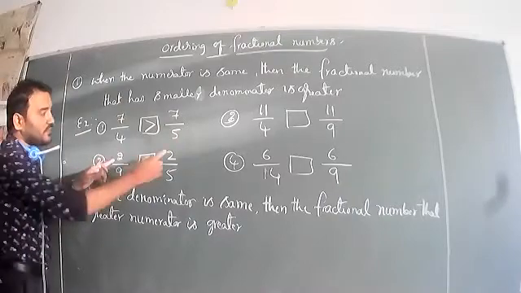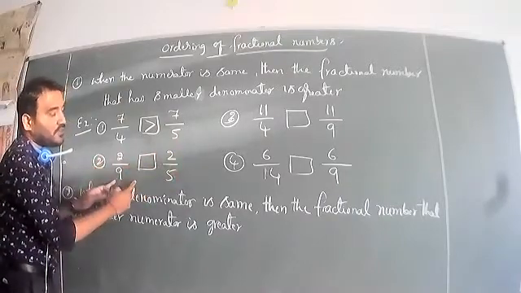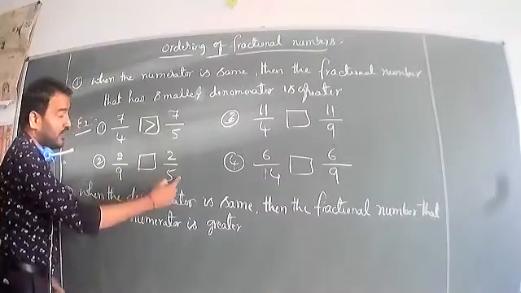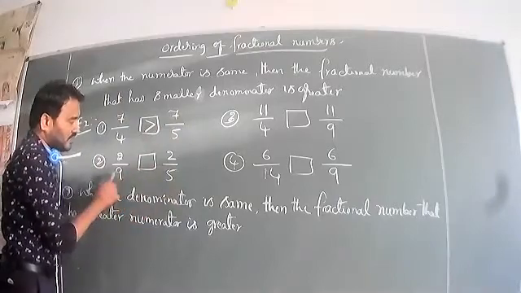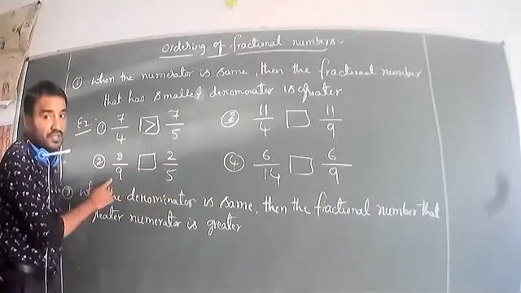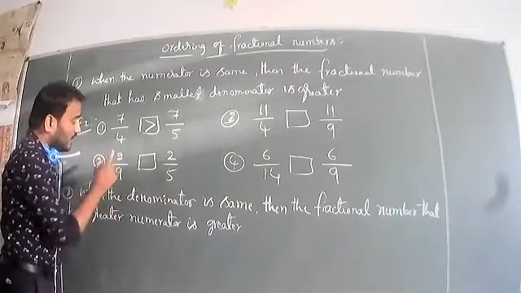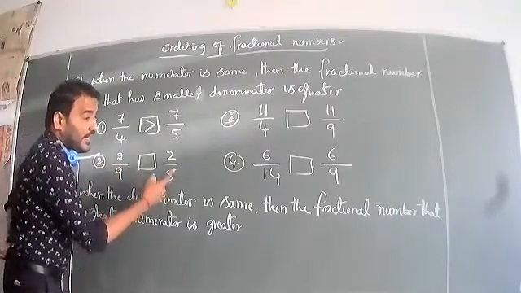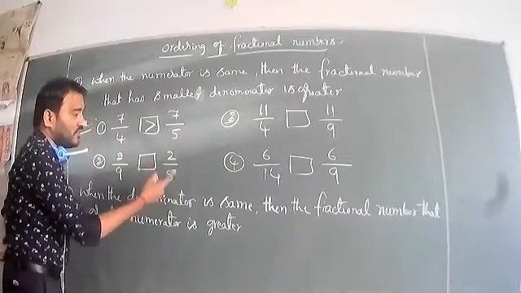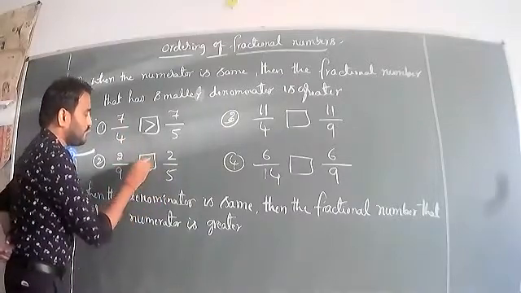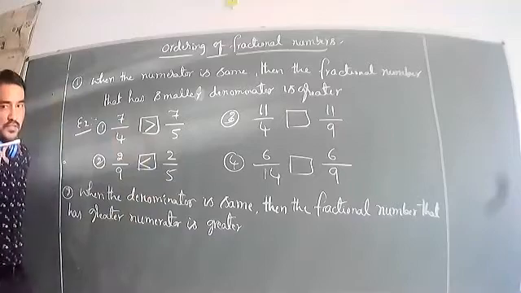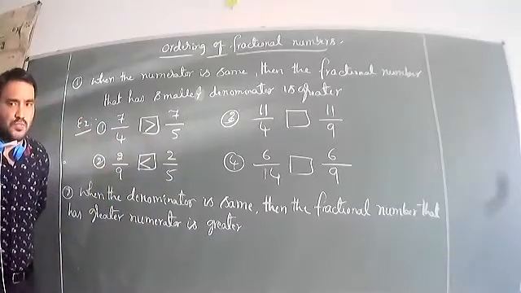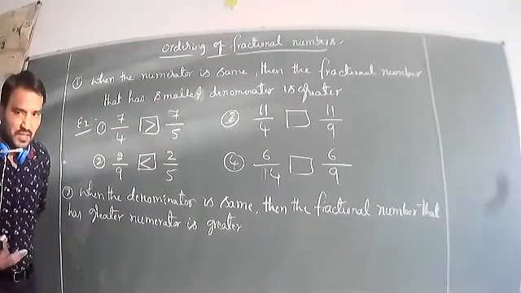Let me go to the second example. When the numerators are the same, the fraction with the smaller denominator is greater. Check 9 and 5. Which one is smaller? 5 is smaller, 9 is greater. So 2 by 5 is the greater fraction, and 2 by 9 is the smaller. A small confusion will start here.